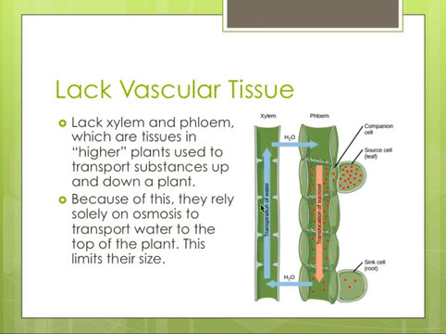Because they don't have them, they rely solely on osmosis to transport water to the top of the plant. This limits their size. So xylem allows a plant to be able to grow really tall because it's the specialized tube that draws water up the plant, so plants can be tall. But because bryophytes don't have this tissue, they cannot draw water up very far because gravity eventually overcomes it. But they can draw water up through osmosis, and so they rely on that to get water from the bottom of the bryophyte to the very top. But osmosis isn't super powerful, and so this limits the size of bryophytes.